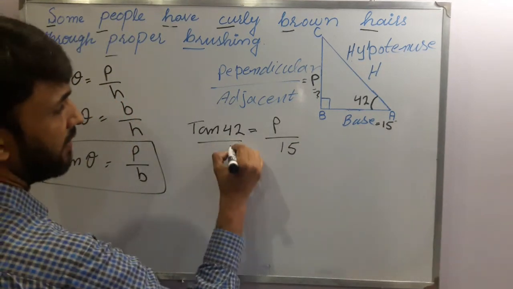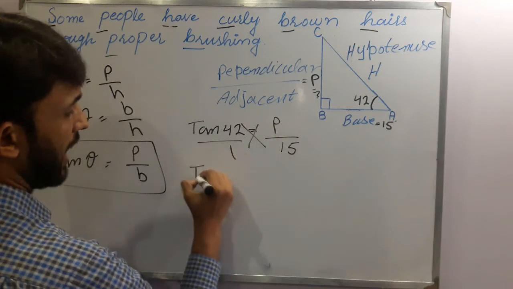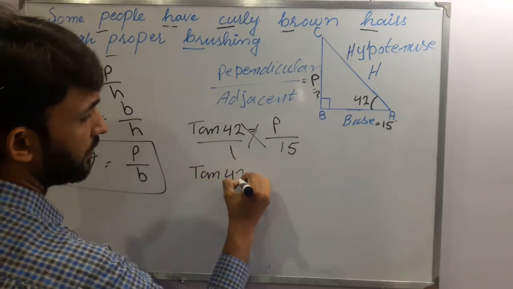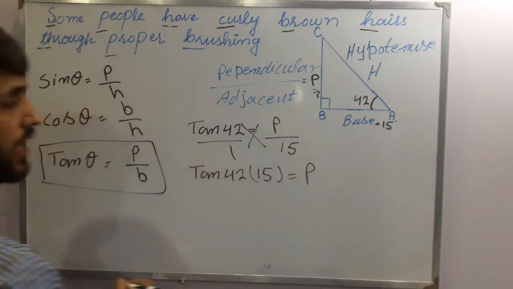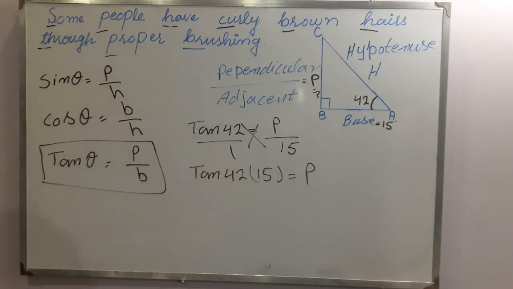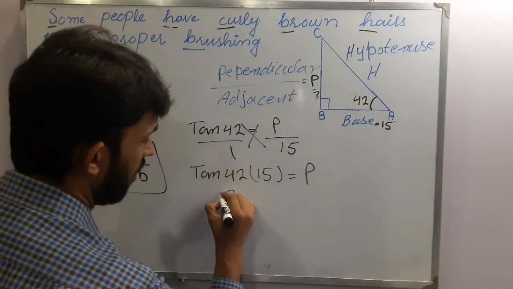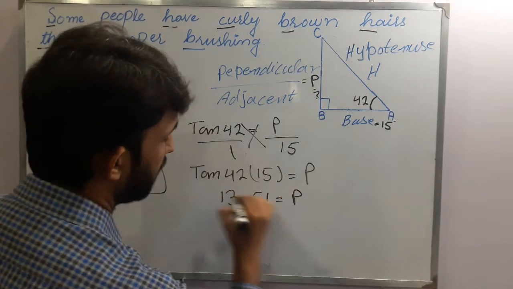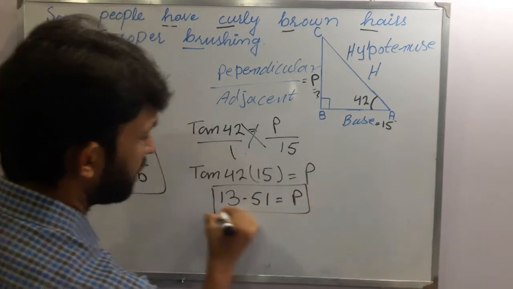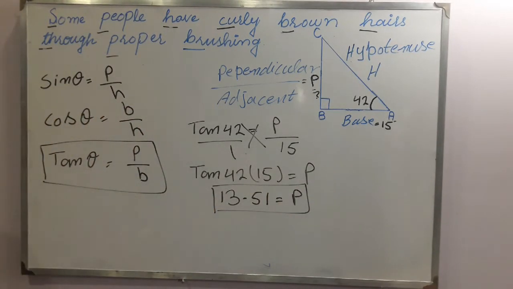So over 1 we will cross multiply. So tan 42 into 15 is your P, which is your perpendicular. After calculating, the value will be equal to 13.51. So 13.51 is your perpendicular. Okay, this is the first case.